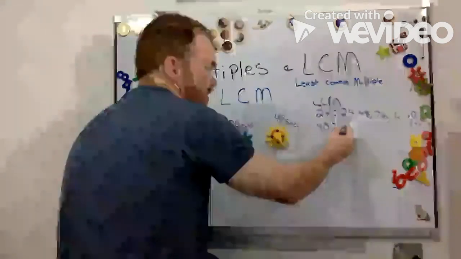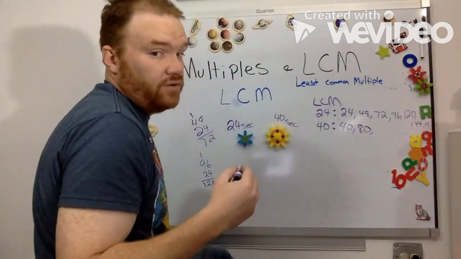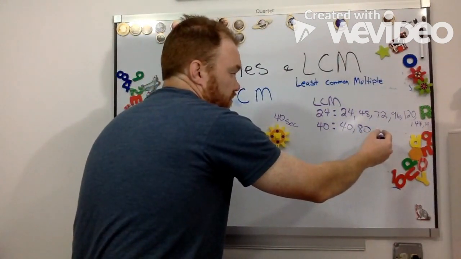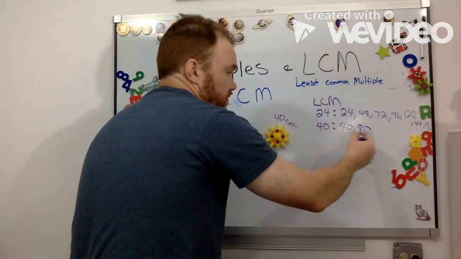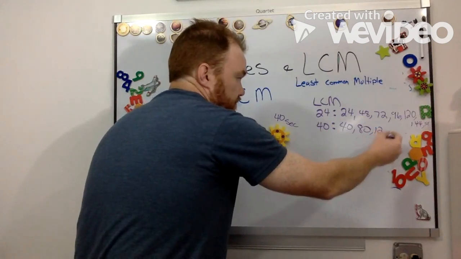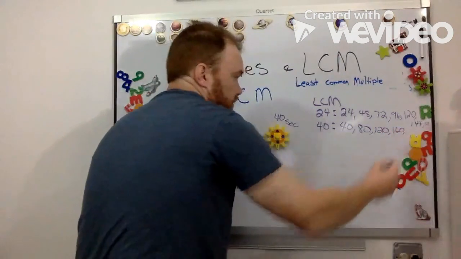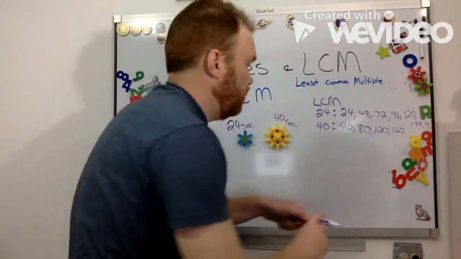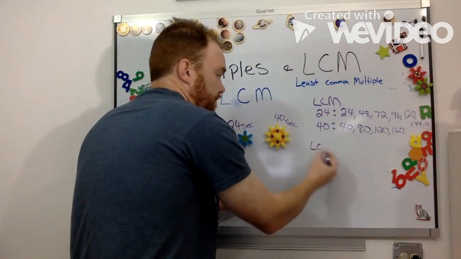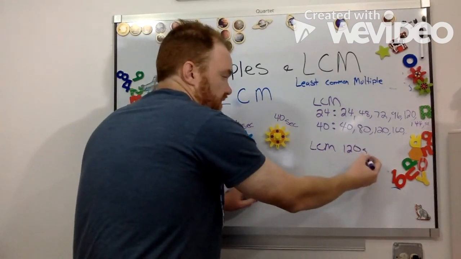So this 40 would be 40, 80. Just count by fours and add a 0. 40, 80, 120, 160. Oh, 120. So listing them out here did actually work, and it wasn't too bad. So the LCM is 120 seconds.